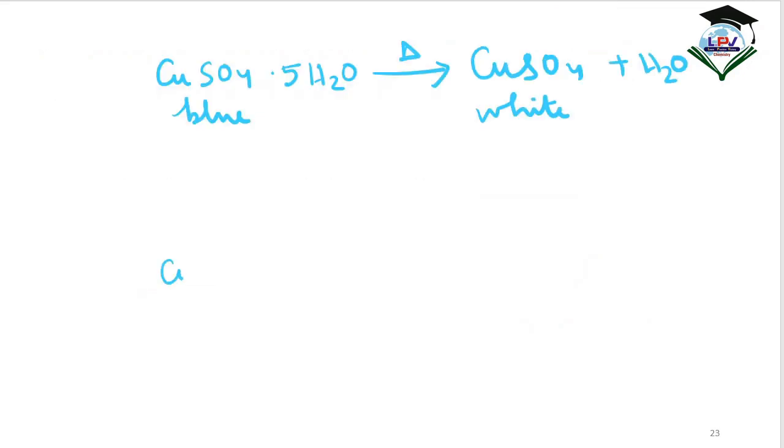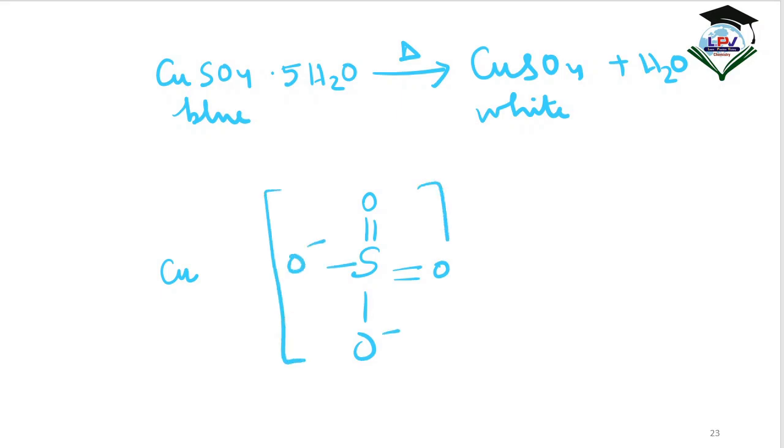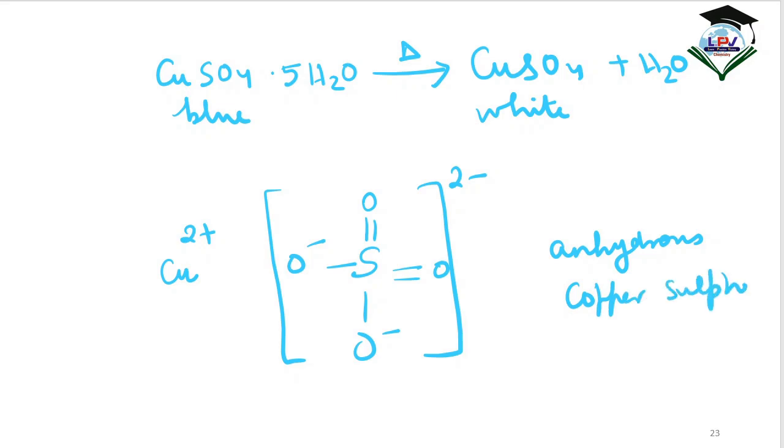Let's take copper sulfate. The copper sulfate has got SO4 2 minus, and copper is 2 plus. This is anhydrous copper sulfate. Now what happens if the water molecules are bound and how does it form the blue vitriol? Let's try adding the water molecules.